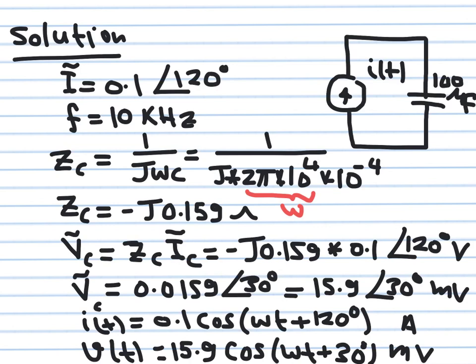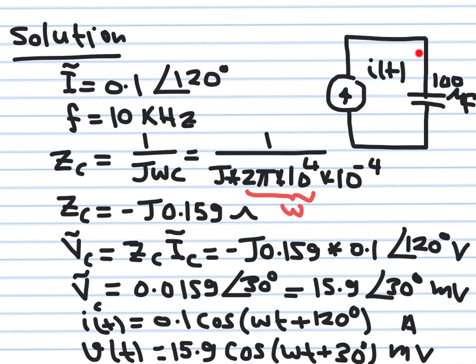Okay, so let's see how this is going to go. I know this current phasor, and I need to get the impedance of the capacitor. The impedance of the capacitor ZC is 1 over J omega C, but the frequency is 10 kilohertz, so omega is equal to 2 pi multiplied by F. So it's 2 pi multiplied by 10 kilohertz, which is 10 to the power 4. The capacitance is 100 microfarad, so it's 10 to the minus 4. This will cancel this one, and this will give me 1 over J 2 pi. Remember, 1 over J is minus J. So this gives me minus J 0.159 ohms.